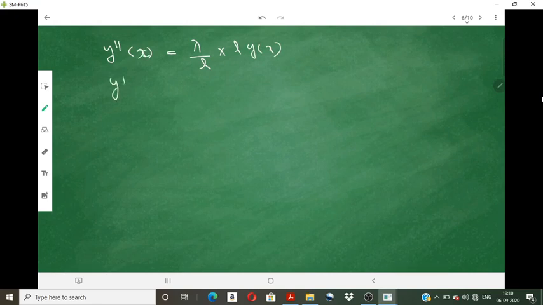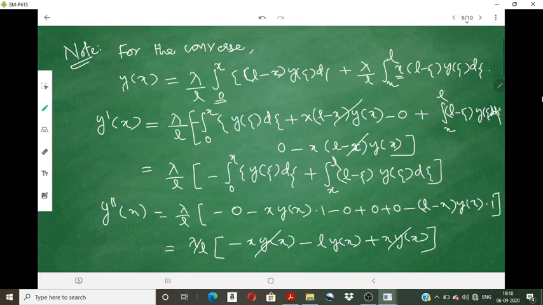So this becomes y double dash at x is equal to L, and L gets cancelled, lambda into y of x. So which is the required equation, and we have to find the boundary conditions.